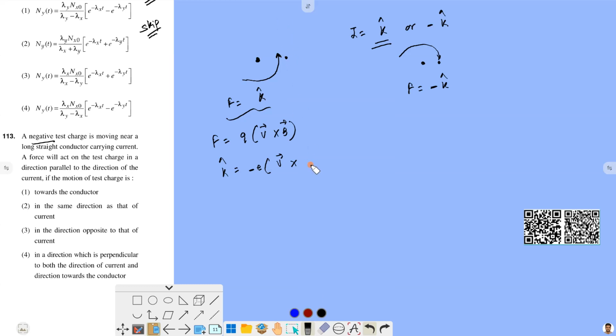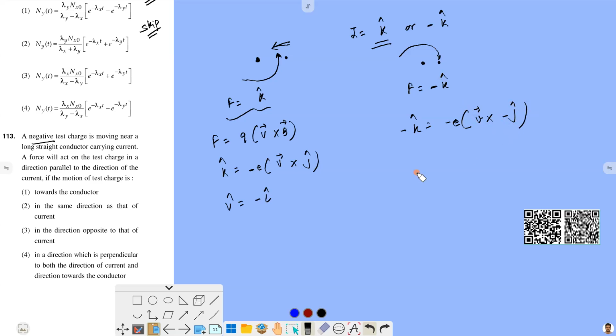It is going upward, so it will be V cross J. And from this we can write that direction of velocity will be minus I, means charge will be coming towards the conductor in this case. And for this case, we have force in negative K direction, we have negative charge, velocity as it is, and magnetic field is in the downward, means minus of J direction.